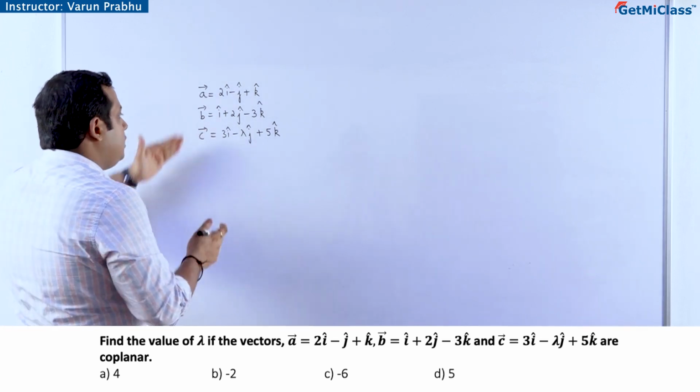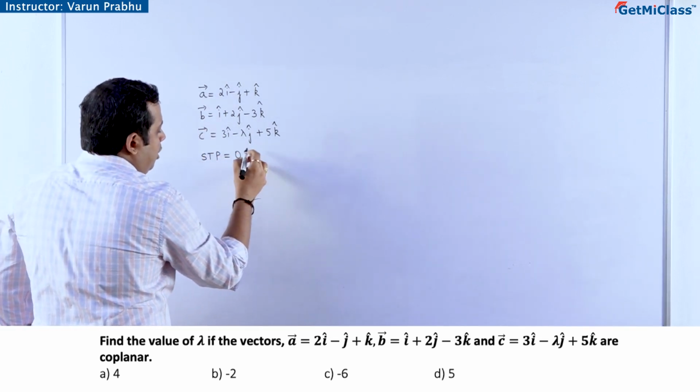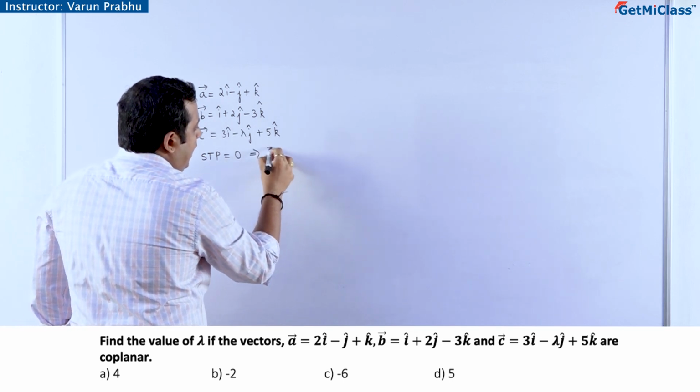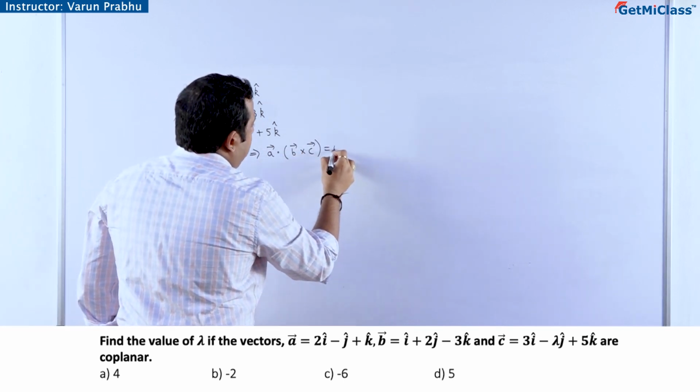Question: if these three vectors are coplanar, what is the value of lambda? So the scalar triple product is equal to 0. This implies A dot B cross C, A dot B cross C should be equal to 0.